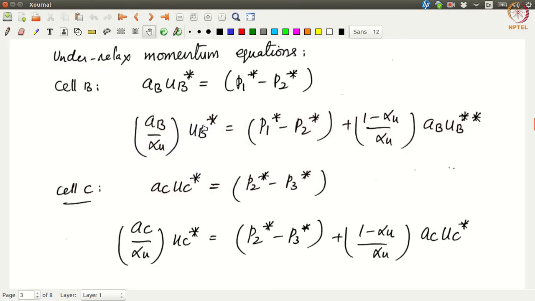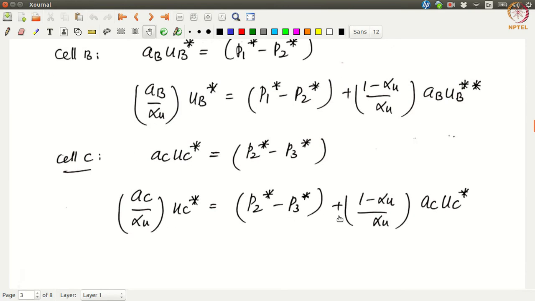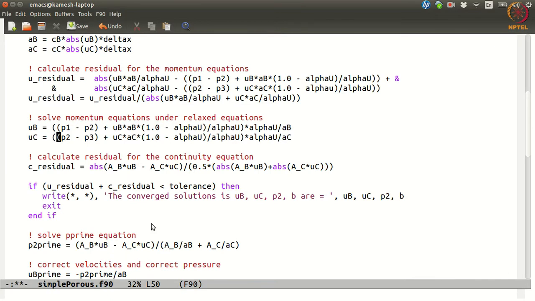Similarly we write the equation for cell C, that is P2 minus P3 plus 1 minus alpha by alpha times AC UC star, and the entire thing has to be multiplied with alpha U and divided by AC. So UC equals P2 minus P3. These are the guess values. We don't have the star notation here because the star is basically the current iterate value, and that is what will be used here. So we have P2 minus P3 plus AC times UC into 1 minus alpha by alpha, and this entire thing is multiplied with alpha U by AC to get the UC value. So this is the solution of the momentum equations.